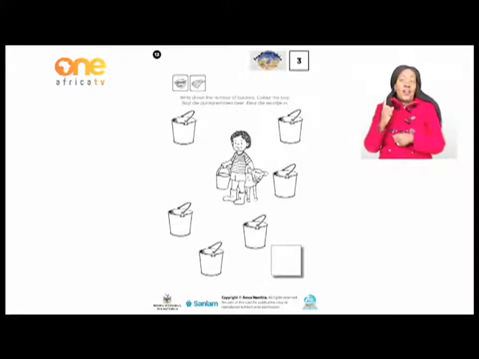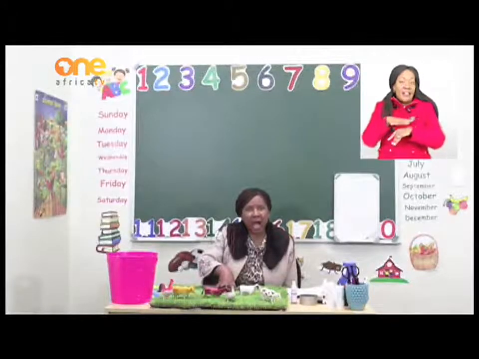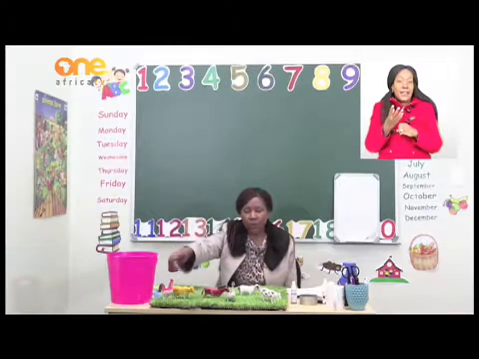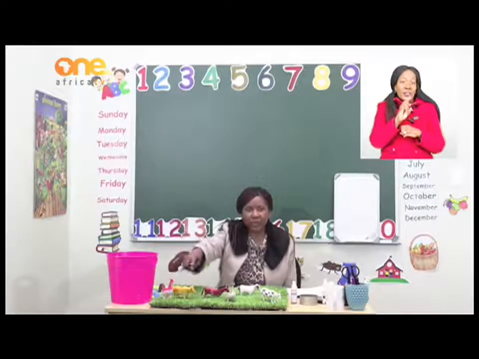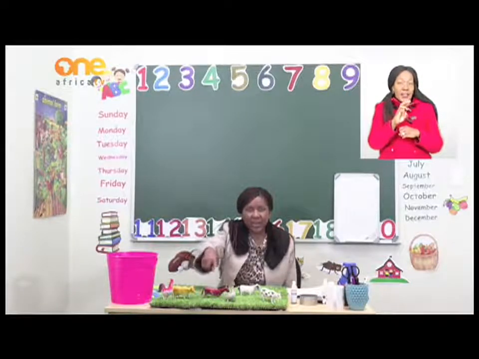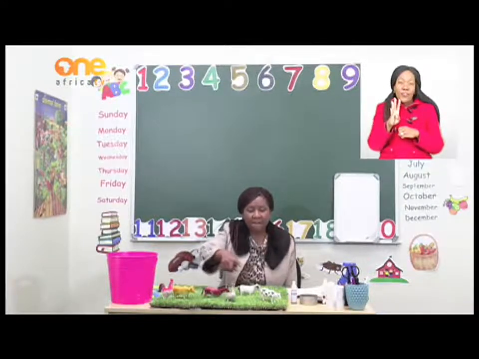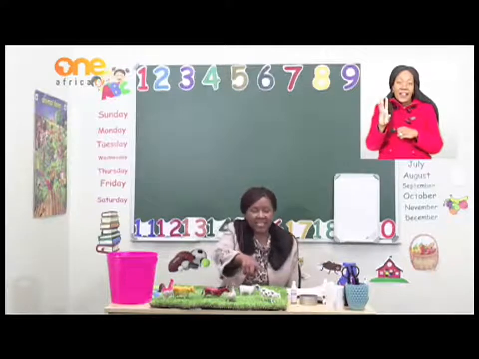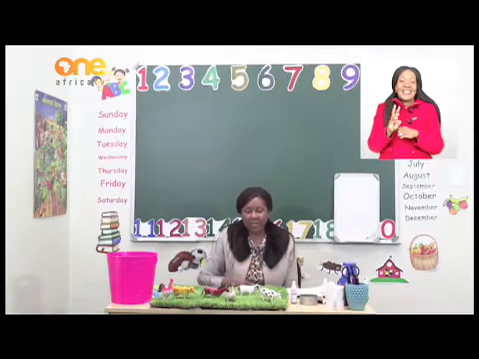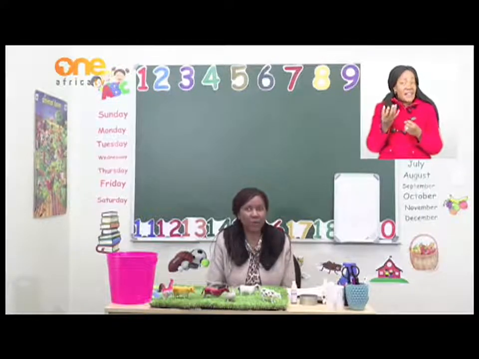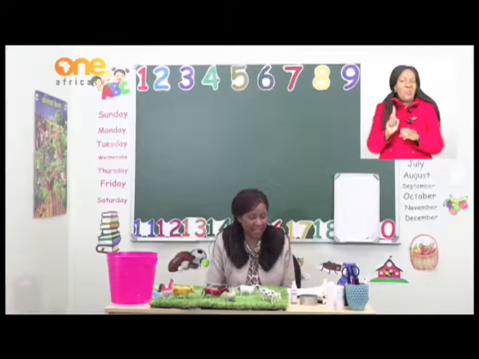Now we need to count. Let's go back to our animals on the farm and count to see how many animals we have on the farm. We have 1, 2, 3, 4, 5, 6. There are supposed to be 7 animals. We will find out what happened to the 7th animal.